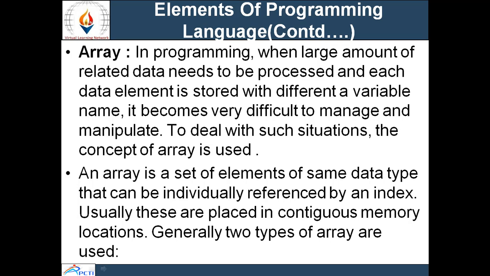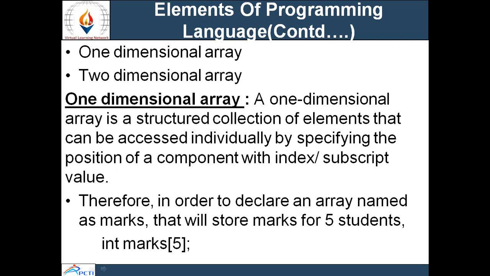Generally, two types of arrays are used: one-dimensional array and two-dimensional array. So first one is one-dimensional array. A one-dimensional array is a structured collection of elements that can be accessed individually by specifying the position of a component with an index subscript value. Therefore, in order to declare an array named marks that will store marks for 5 students, the representation is given below.